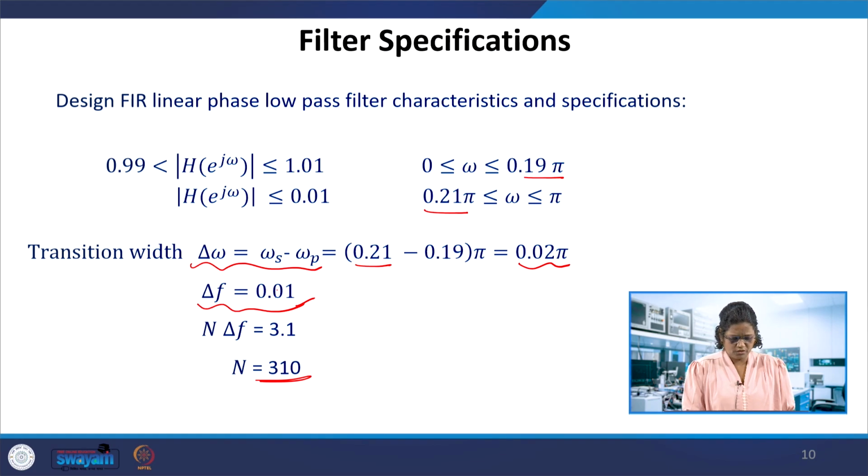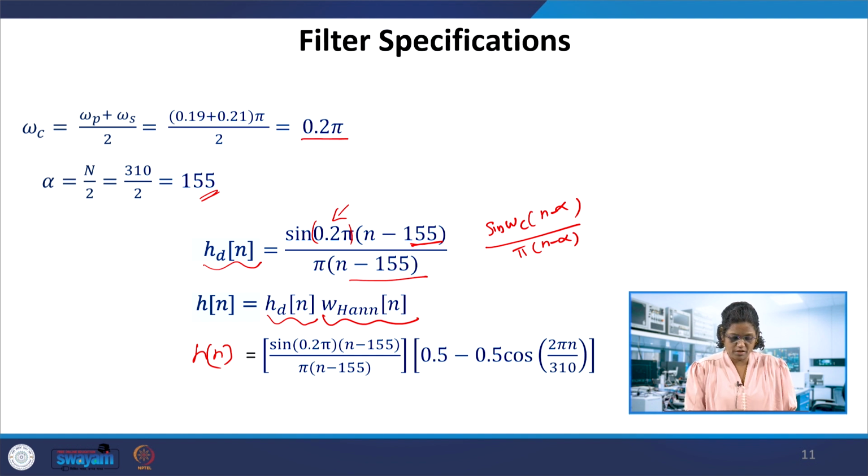From the transition width you can get the order n. Once you know the order, for the standard low pass filter, the expression for HD of n is this, with omega c into n minus alpha. Once you know n, alpha can be calculated and HD of n can be obtained. So h of n can be obtained by applying the window function. The windowed HD of n gives the response, or the coefficients, that you can obtain from this.